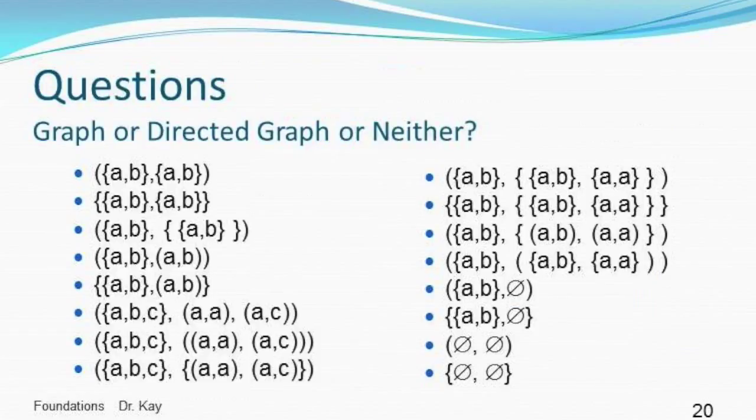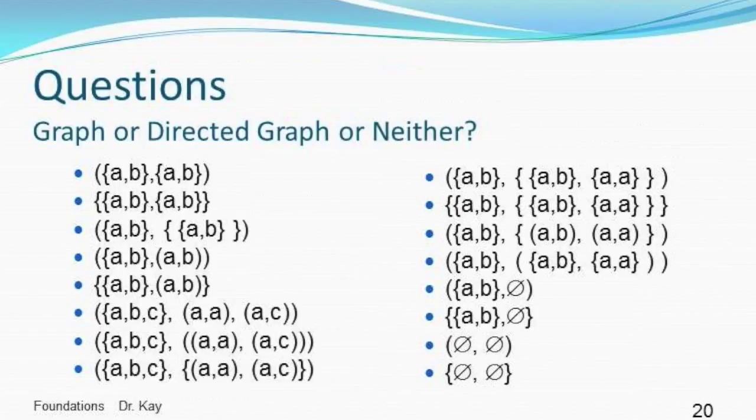Okay, so I want to go back to making sure that you understand exactly how we represent graphs and how we're going to represent graphs for this class. So here's a bunch of pairs, sets, all sort of mishmash. And I want you to look at this, just pause the video, go through it and say, which of these are graphs? Which of these are directed graphs? Some may be both, and some are neither.